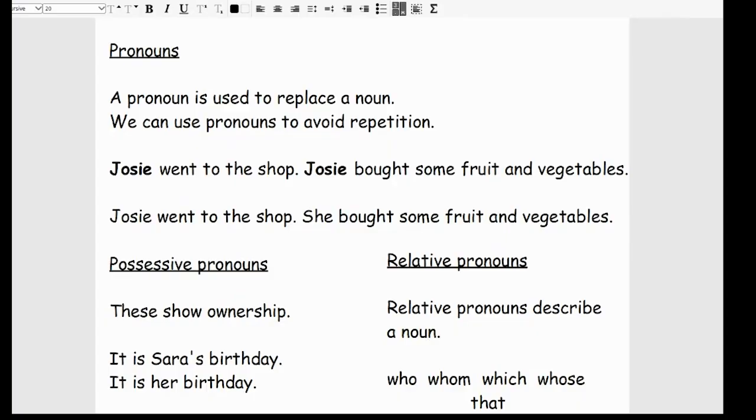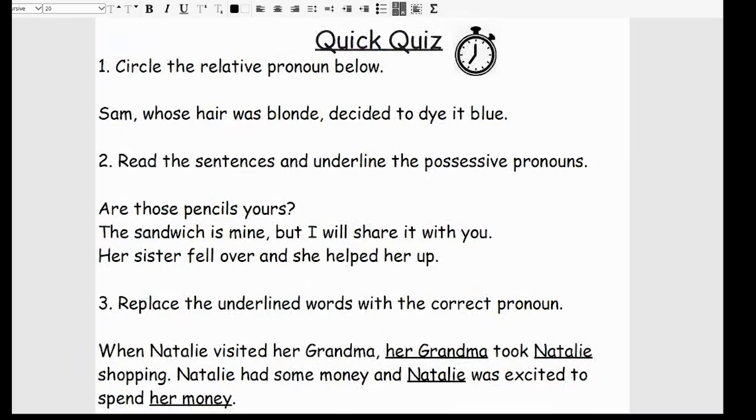I've also got possessive pronouns, and these show ownership. So it is Sarah's birthday. It is her birthday. Her would be my possessive pronoun there. And then relative pronouns to help us to describe a noun. So things like who, which, whose, that are our relative pronouns.